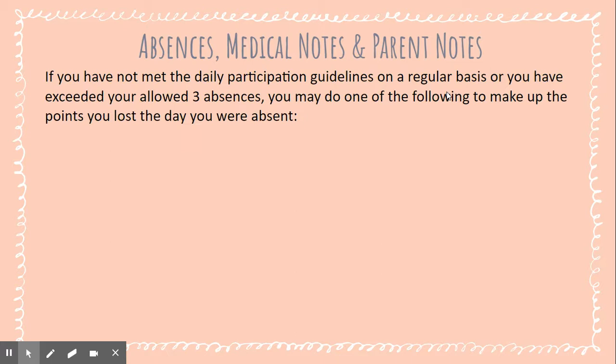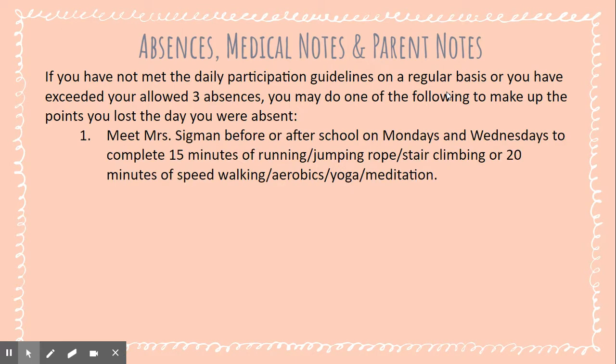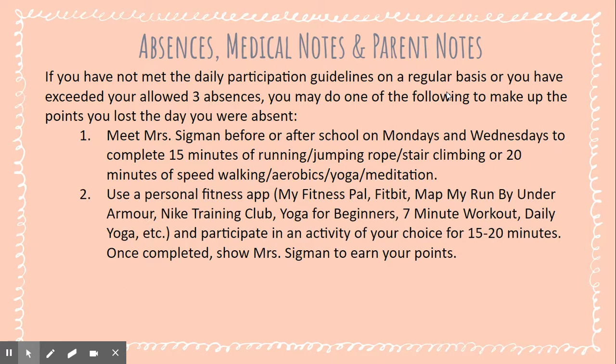If you have not met the daily participation guidelines on a regular basis, then you will have to do one of the following to make up the points that you lost that day. The first one is to meet me before or after school on Mondays and Wednesdays and complete 15 minutes of running, jumping rope, stair climbing, or 20 minutes of speed walking, aerobics, yoga, or meditation.